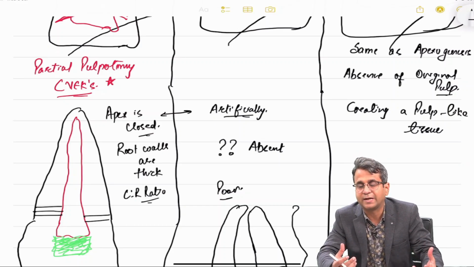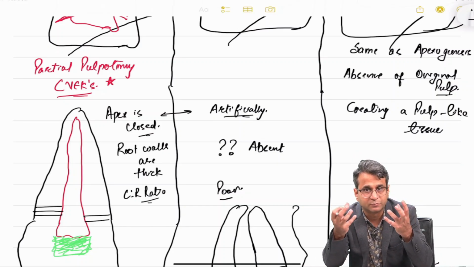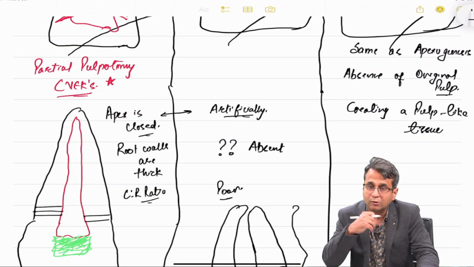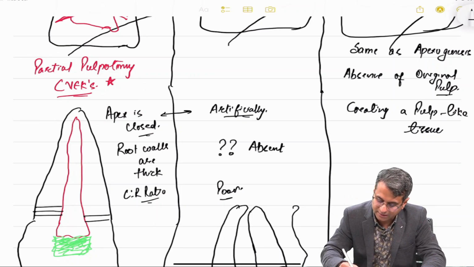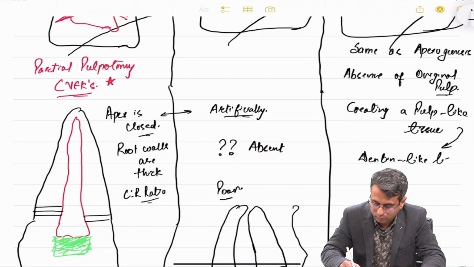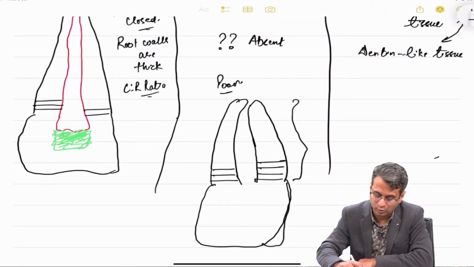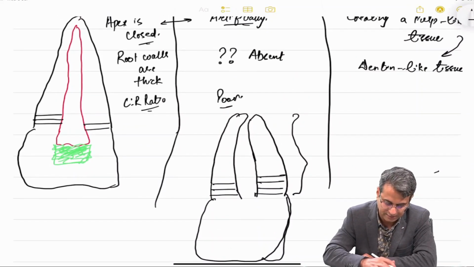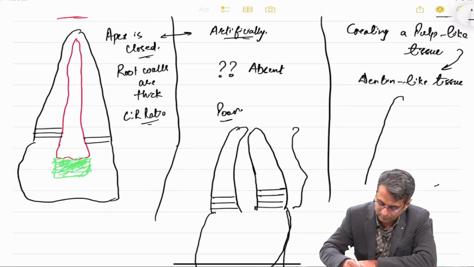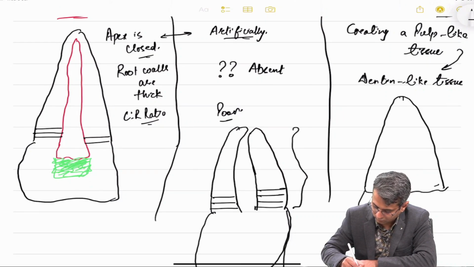So that pulp like tissue now, which has formed with the help of the stem cells and all, will start forming a dentine like tissue or cementum like tissue, due to which we will have the picture of the same thing. So eventually we will be having the tooth, which is like this, with the canal which is like this.